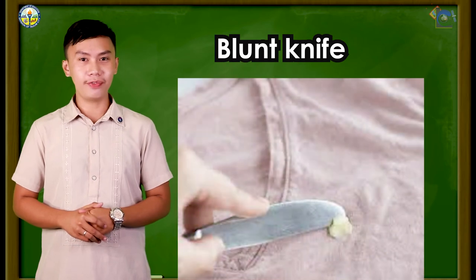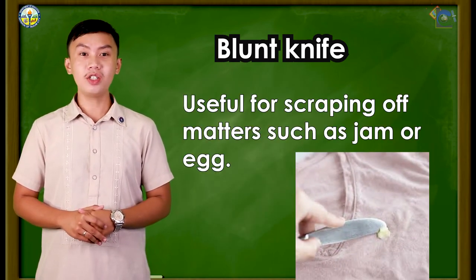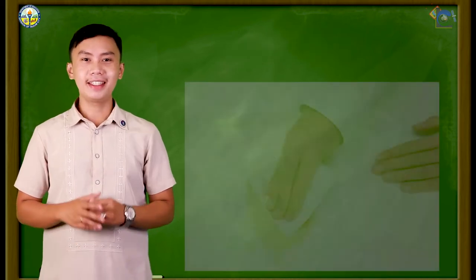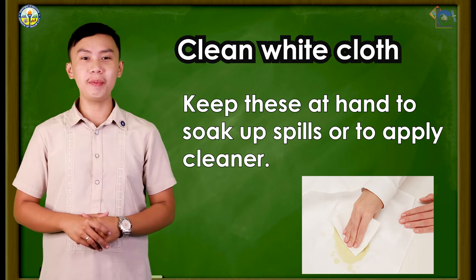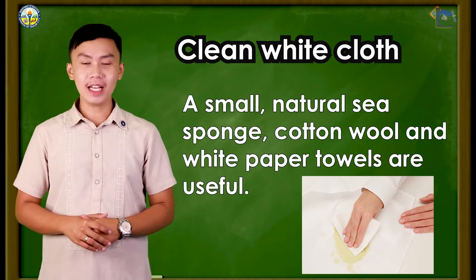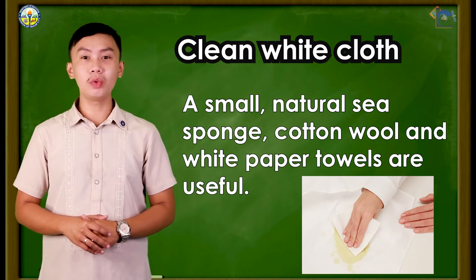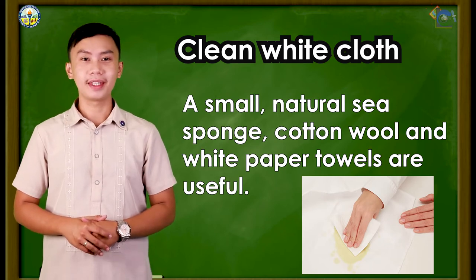Talcum powder. Use this to blot out grease or oil as soon as it's spilled. A blunt knife. This is useful for scraping off matter such as jam or egg. Clean white cloth. Keep this at hand to soak up spills or to apply cleaner. A small, natural sea sponge, cotton wool or absorbent cotton, and white paper towels will also be very useful.